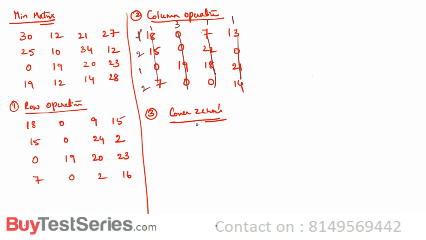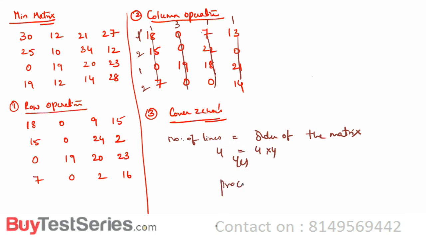Okay. Therefore, now did I cover all the zeros? Yes. Did I cover it with minimum number of lines? Yes. Therefore, what was the rule? Number of lines is equal to order of the matrix. Your answer is yes. Why? Because number of lines is 4, order of the matrix is also 4 by 4. Therefore, it is yes. Once number of lines is equal to order of the matrix, we can proceed for assignment. Pretty simple, right? So let's go to the assignment.